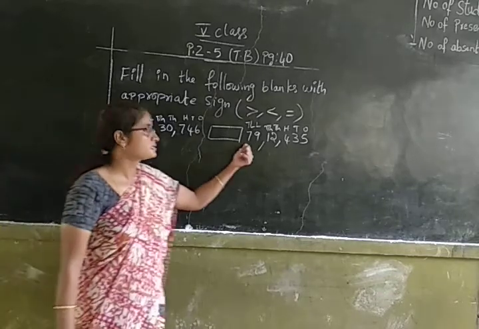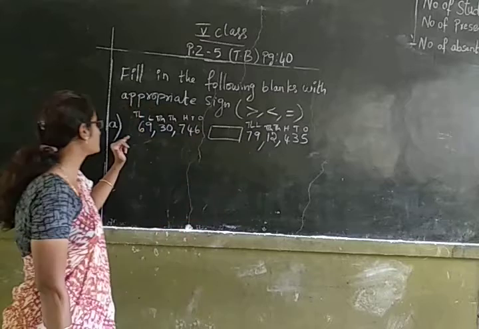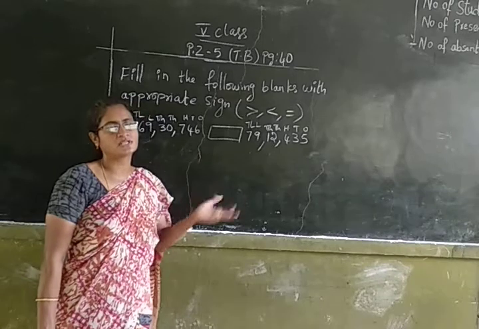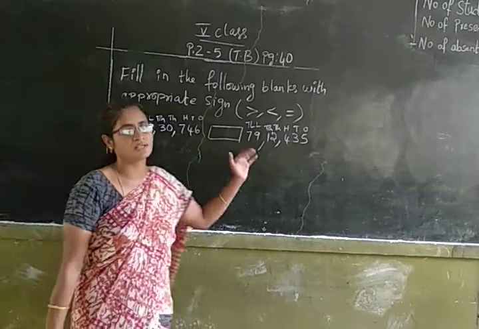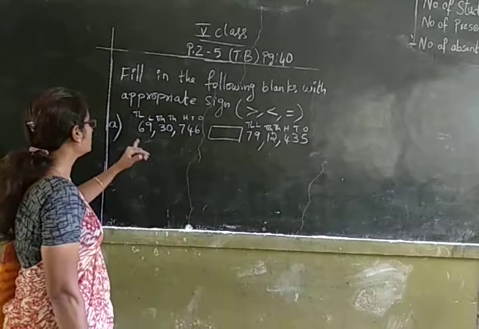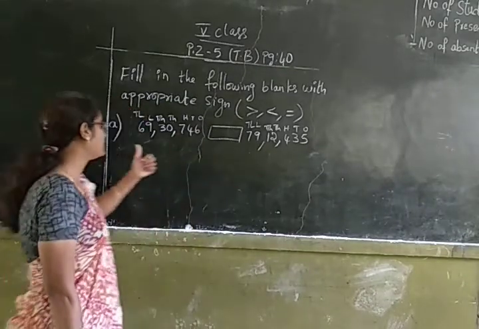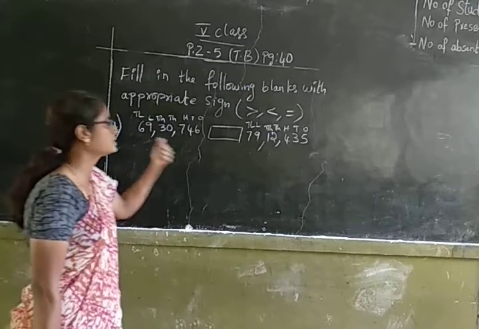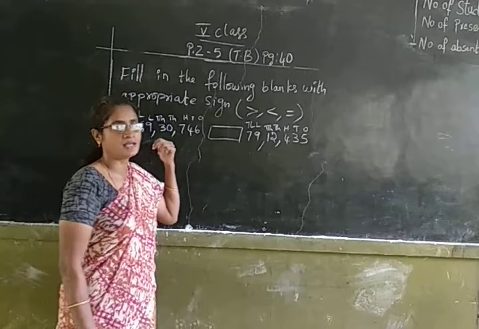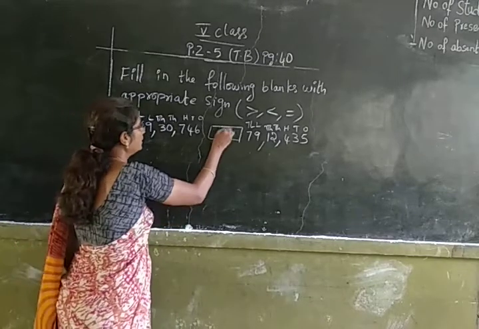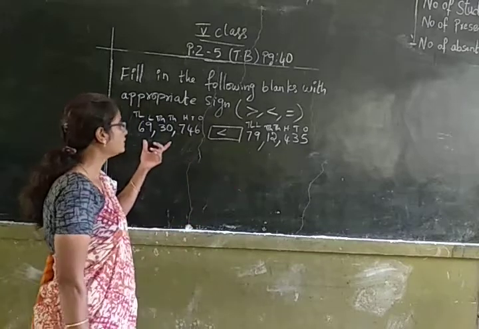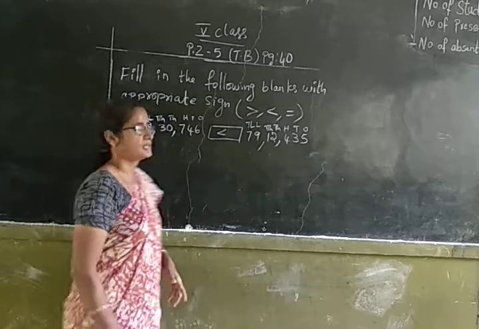Here in 10 lakhs place, this number is having 6 and this number is having 7. So first we have to check whether both the numbers are having same number of digits. Afterwards, we have to compare the digits at their highest place. Here 10 lakhs is the highest place, and the first number is having 6 and the second number is having 7. You all know that 7 is greater than 6. So you have to put the symbol lesser than, which shows that the first number is smaller than the second number.